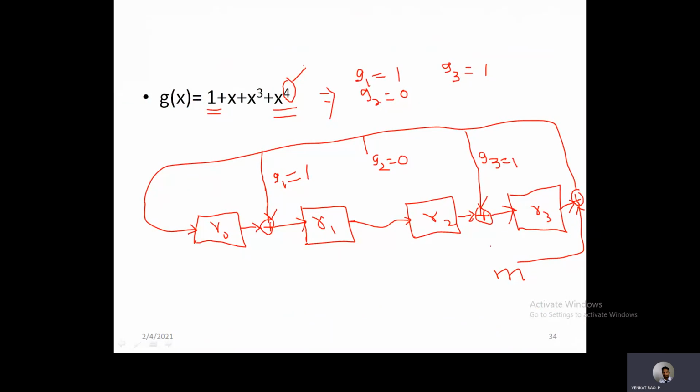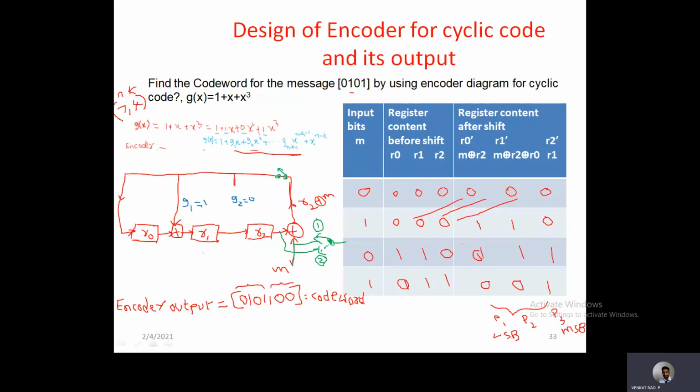That's it. This is the simple implementation of a cyclic encoder diagram. Based on this encoder diagram, you can easily find the encoder output by calculating the parity bits. Just write the message bits first as they are and then represent the parity bits in reverse. That is the final calculation of the code word from the cyclic encoder.